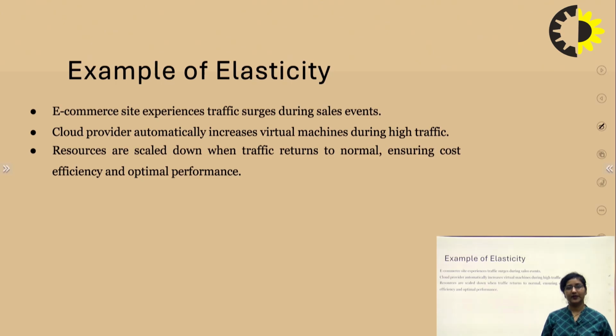So, there are various examples of this elasticity. The first one is an e-commerce site that experiences a traffic surge during sales events. Whenever the e-commerce sites are having their sales, the traffic also increases. So, there is an issue of placing an order and all those things. The cloud provider automatically increases virtual machines during the high traffic. So, there cloud computing comes into the scene. Resources are scaled down when the traffic returns to normal, ensuring cost efficiency and optimal performance.